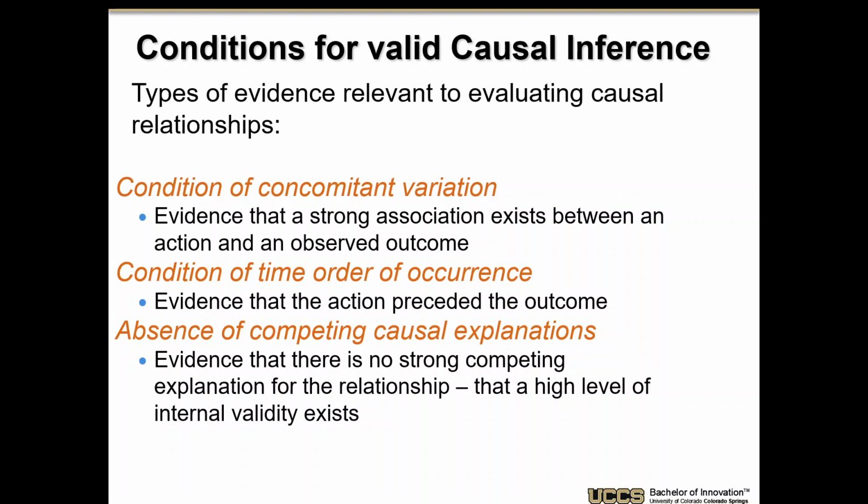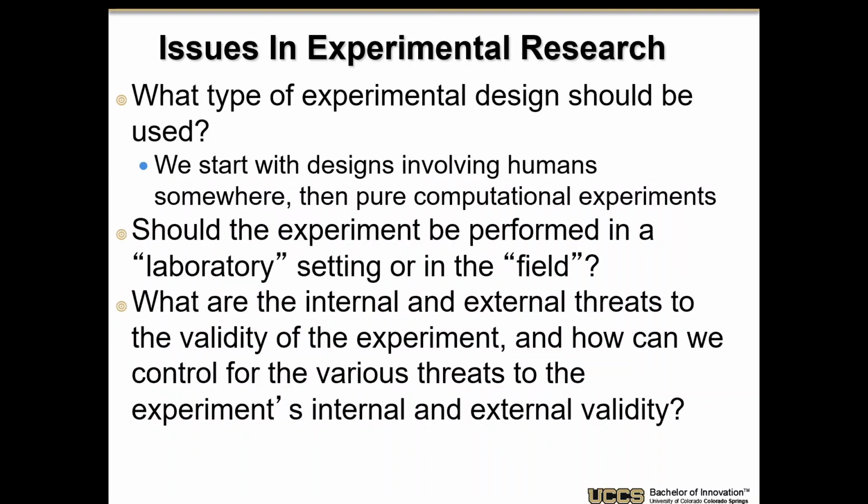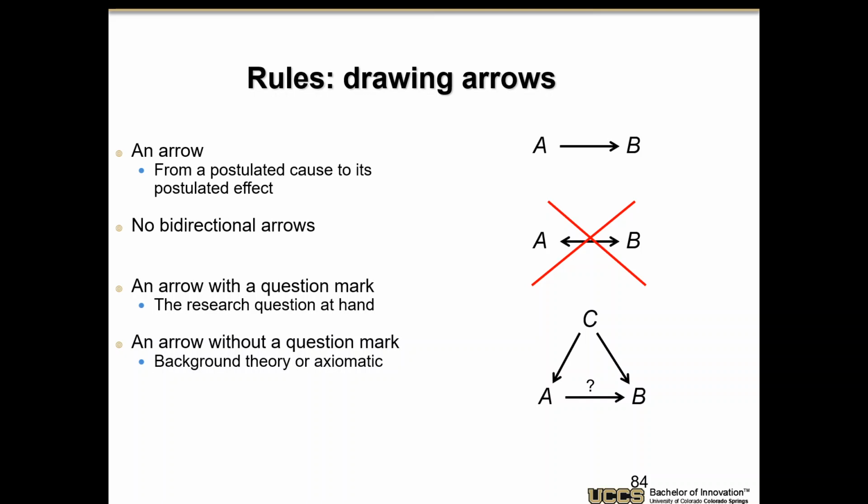Because if my goal is to test whether or not A causes B, even though C can cause A and C can cause B, what do I need to do in my experiment?